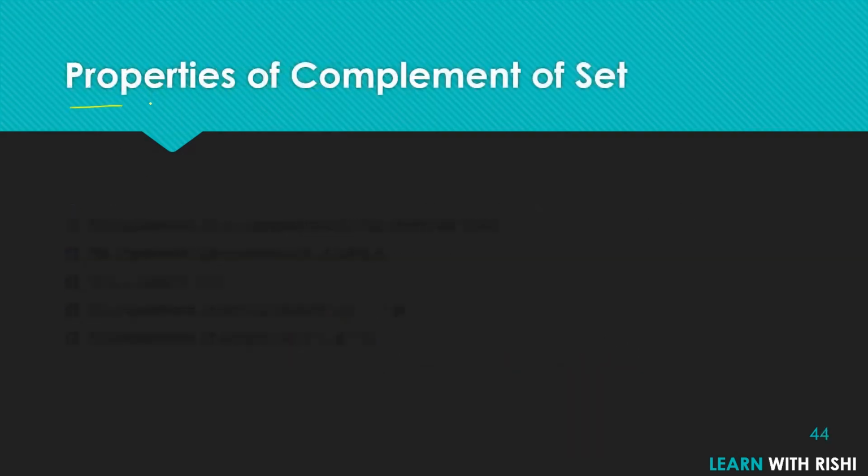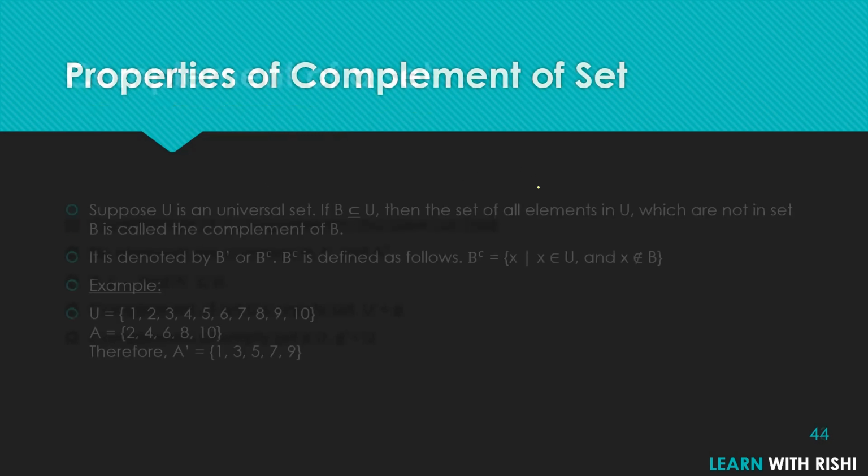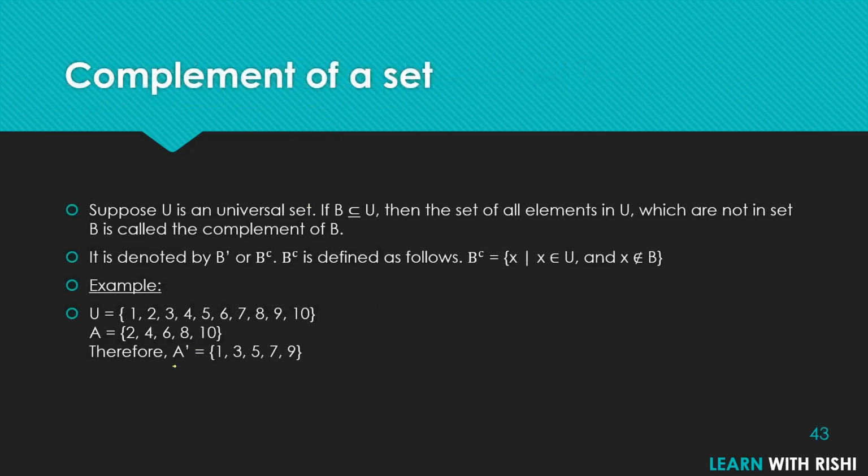Now let us learn some properties related to the complement of a set. First property: the complement of the complement is the given set itself. Let us learn this with an example. We'll take the previous example only. Now this is my complement set, A complement. Now we want the complement of the complement. I want the complement of this.